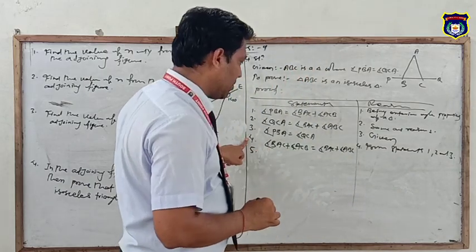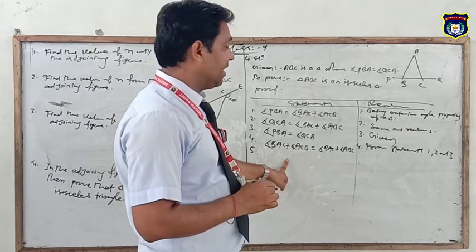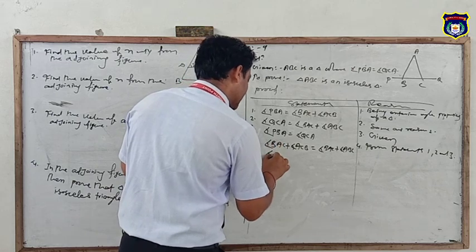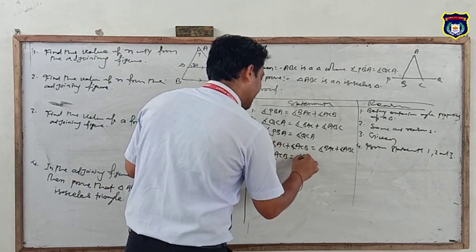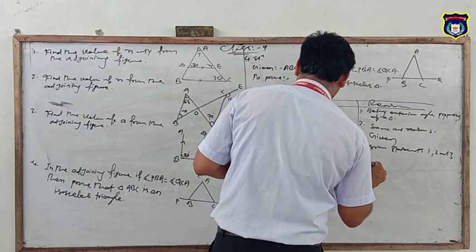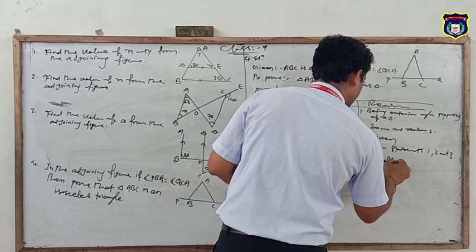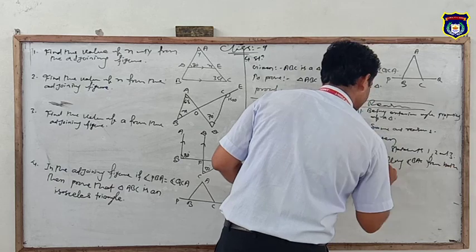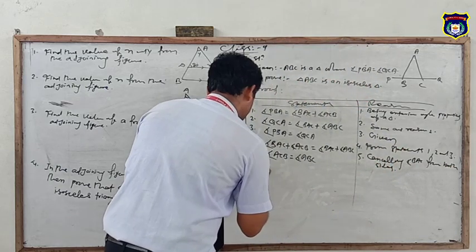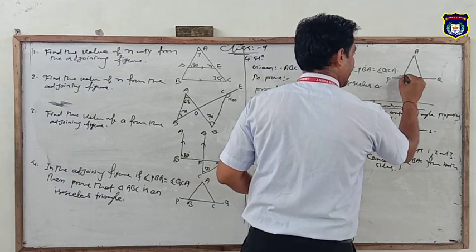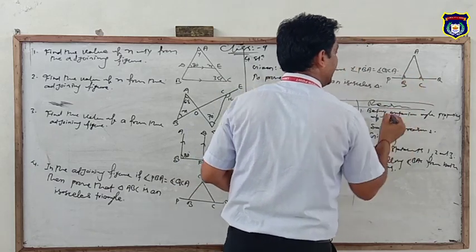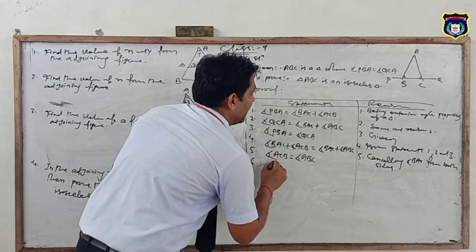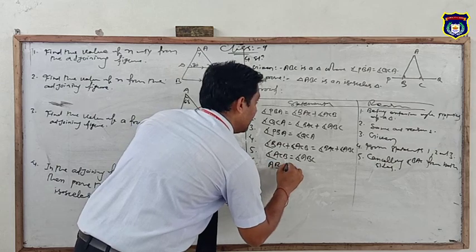Now statement 4: on both sides BAC is a common angle, so we cancel angle BAC from both sides. Number 5: ACB is equal to ABC, canceling angle BAC from both sides. Number 6: ACB equals ABC. These angles are equal, and opposite sides of equal angles of a triangle are equal, so AB is equal to AC.